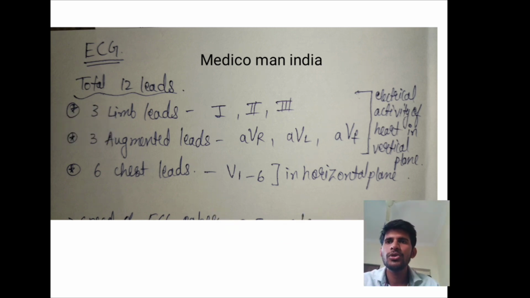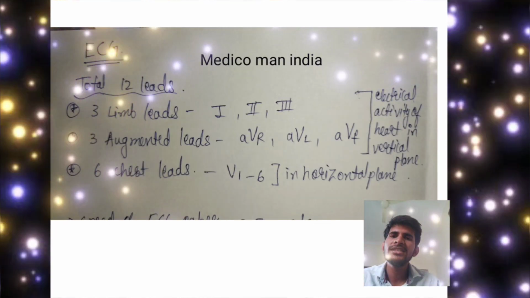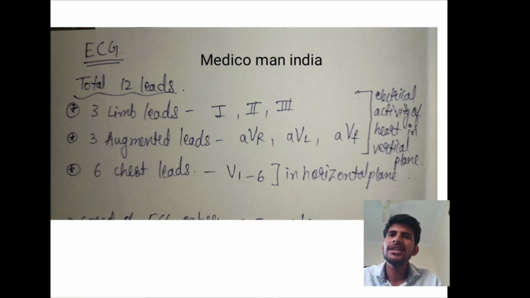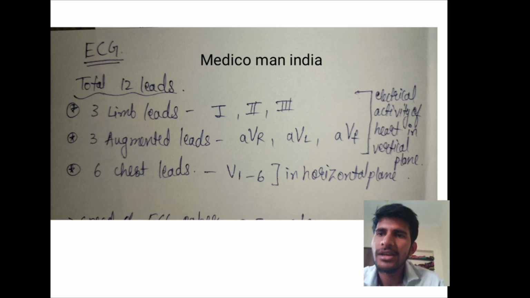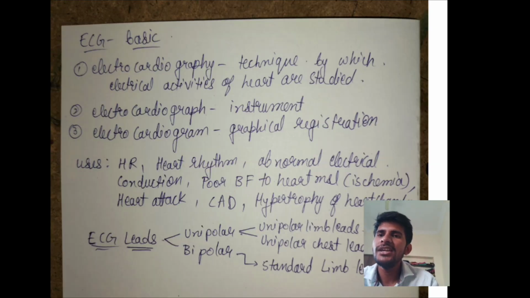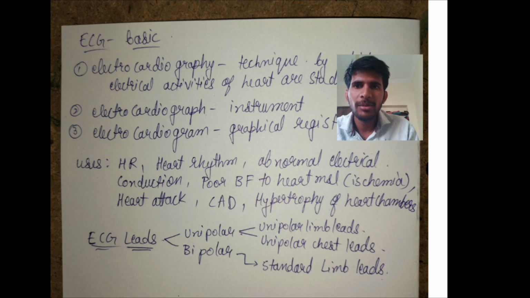In ECG, there are totally 12 leads, and in that, the first 3 are limb leads, that is L1, L2, and L3. 3 are augmented leads, that is AVR, AVL, and AVF, and 6 chest leads, that is V1, V2, V3, V4, V5, and V6. Limb leads and the augmented leads identify the electrical activity of the heart in the vertical plane, and the chest leads, V1 to V6, identify the electrical activity of the heart in the horizontal plane. You can see ECG leads are divided into unipolar and bipolar.